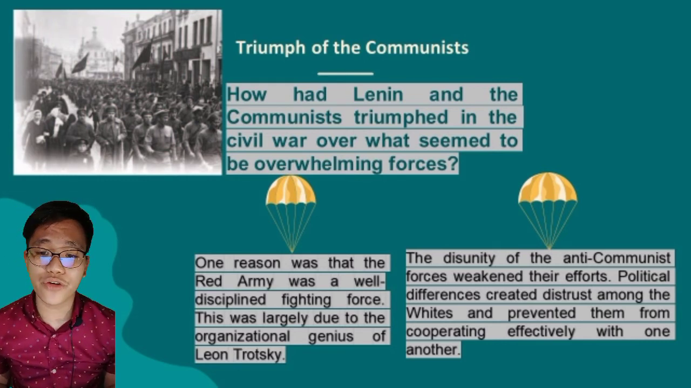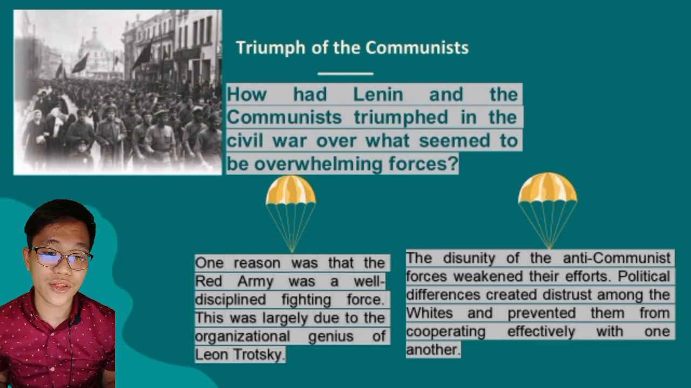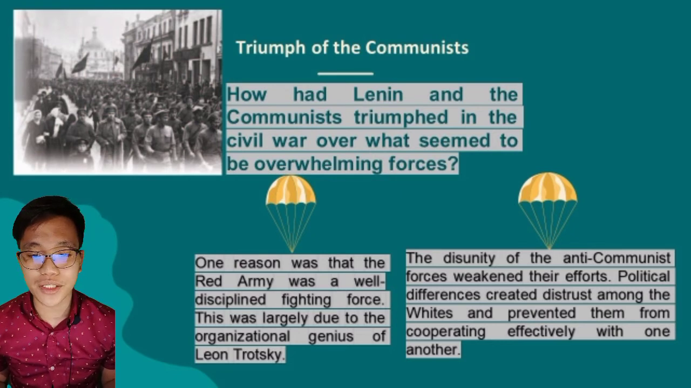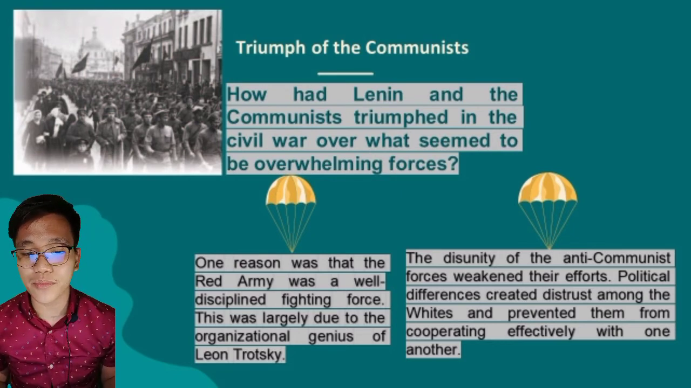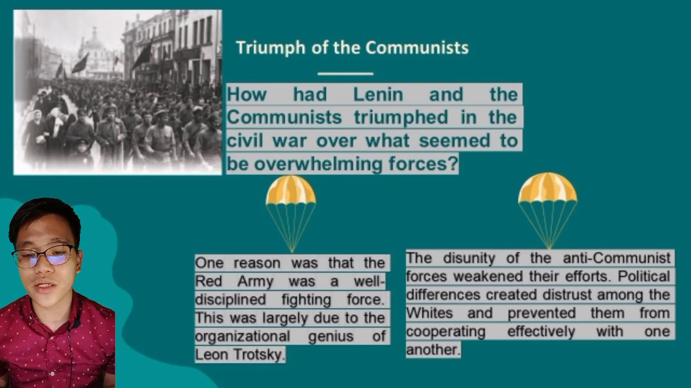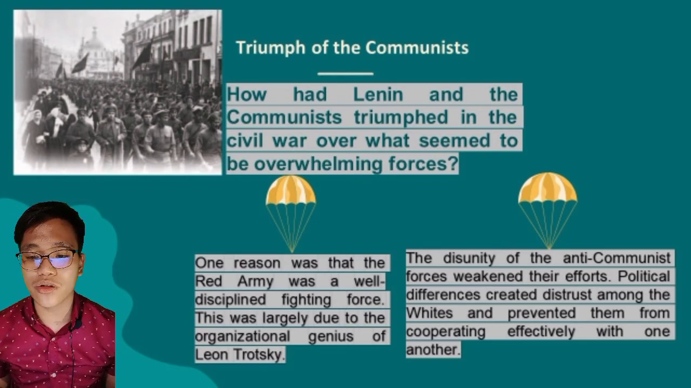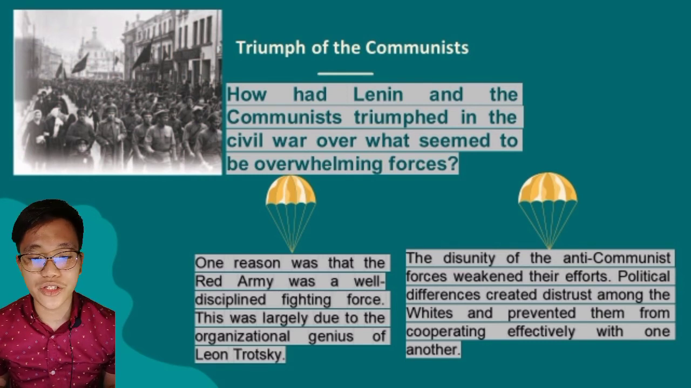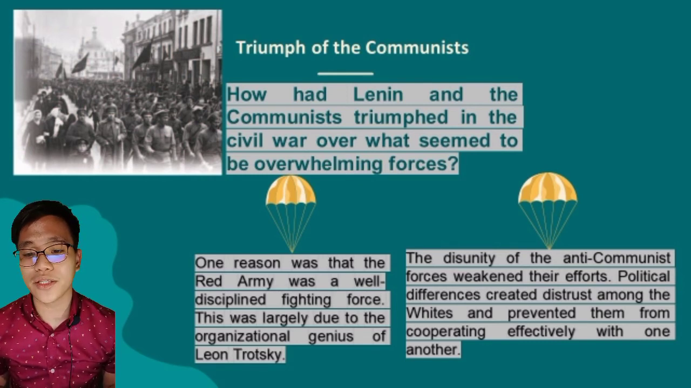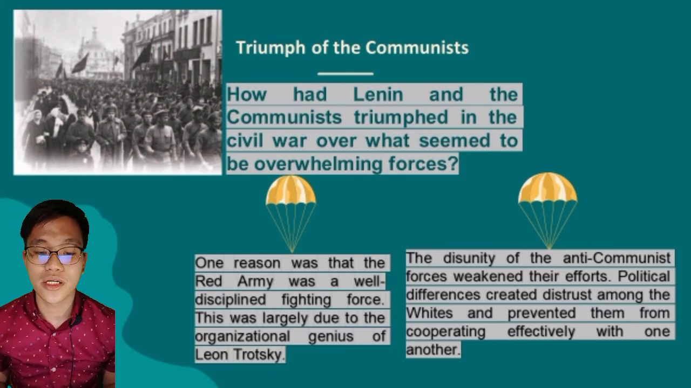Furthermore, the disunity of the anti-communist forces weakened their efforts. Political differences created distrust among the Whites and prevented them from cooperating effectively with one another. Some Whites insisted on restoring the Tsarist regime. Others believed that only a more liberal and democratic program had any chance of success. The Whites had no common goal. The communists, in contrast, had a single-minded sense of purpose. Inspired by their vision of a new socialist order, the communists had the determination that comes from revolutionary zeal and conviction.